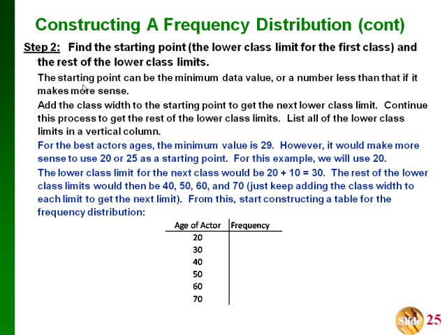Okay, so we start with our first lower class limit of 20. If our class width is 10, then we're going to write down the rest of our lower class limits just by adding 10. So here's the beginning of our frequency table.